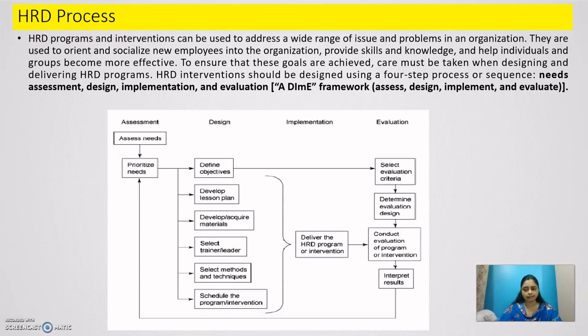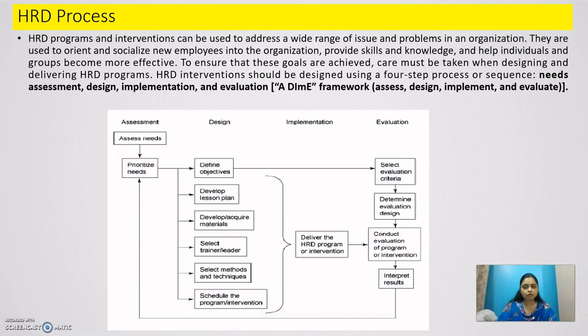Human resource development interventions can be used to address a wide range of issues and problems in an organization. They are used to orient and socialize new employees into the organization, provide skills and knowledge, and help individuals and groups become more effective. With the help of this process, it is ensured that the goals of the organization are achieved, and if there is any deviation, we can find it and take corrective actions to reduce it and ensure that it is not found in future courses of action.